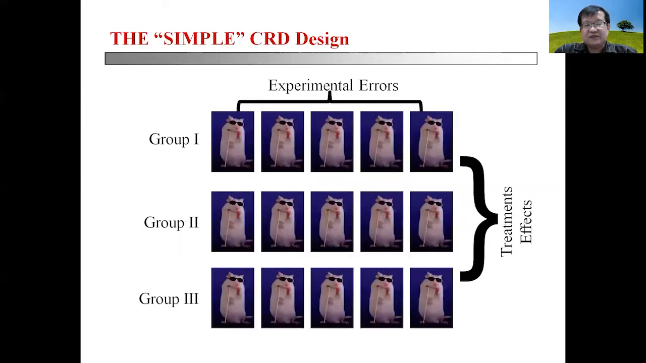This is a simple CRD design. As you can see, you are comparing treatment effects across groups, and within groups, there of course will be experimental errors because animals being animals, they will not produce identical readings unless they are machines.